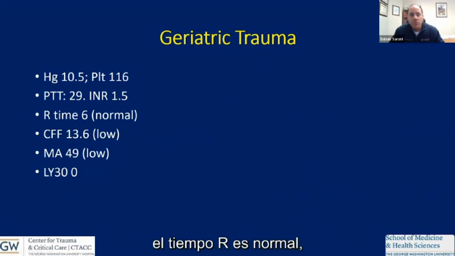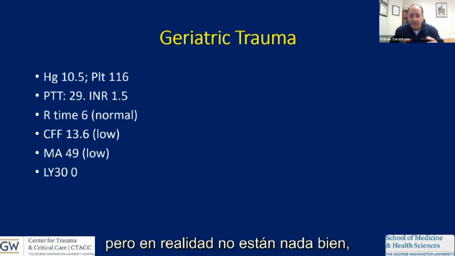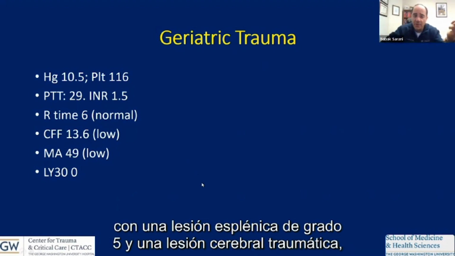The R time is normal, but the CFF, the functional fibrinogen, is low. And the maximum amplitude is low. LY30 is 0. If all you got was PT, PTT, INR, you would think things are just fine. But things are actually not fine at all. The person is low on fibrinogen, with a grade 5 splenic injury and a traumatic brain injury.